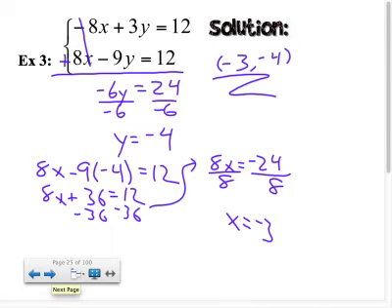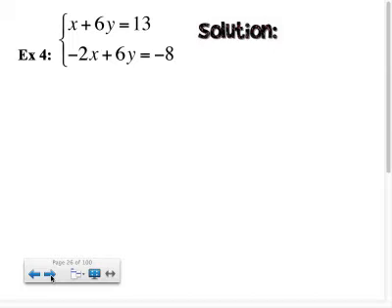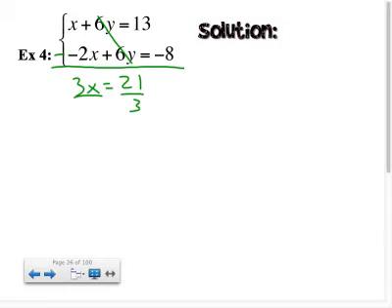So again, just eliminating. Add or subtract your two equations to eliminate a variable. In example 4, I see 6y and 6y. So if I want to get rid of those, I have to subtract the two equations. So I have x minus negative 2x, so that really means x plus 2x, which is 3x. 6y minus 6y, 0. And then 13 minus negative 8, which really means 13 plus 8 is 21. Divide both sides by 3, x equals 7.